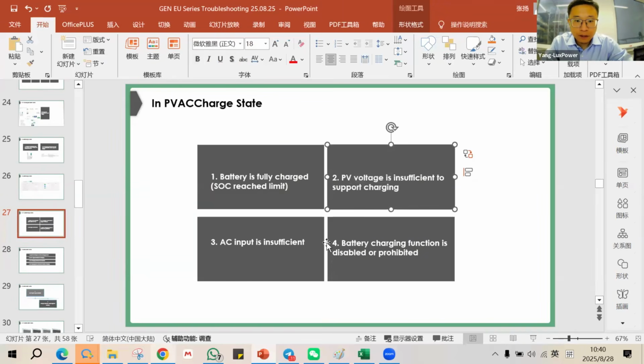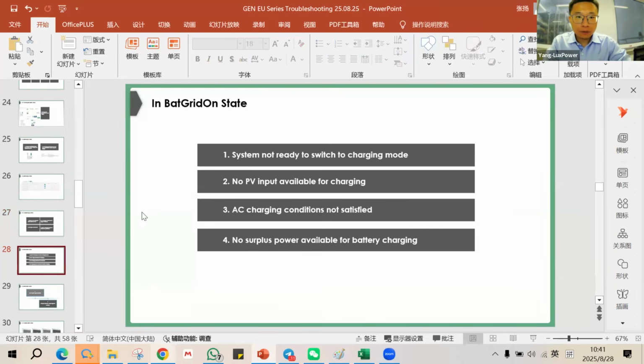Is that right? And now, of course, if you want to start using AC charging, your AC must be okay, must be fine, it must be sufficient. And your battery function can support the charging behaviors. And then for the battery grid on, it's only a special case. You only want to charge your battery with your grid, and the PV is totally down, PV is switched off. So in this case, you must take care.